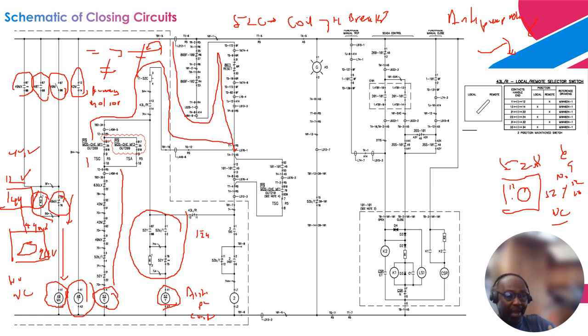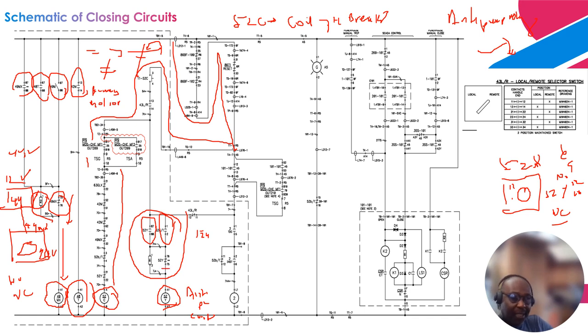Okay, so the 52A, if the breaker is closed, basically it changes state from normally open to normally closed, right? Okay, so either this or this, they are in parallel. These two conditions, either of them, should give you the permission to be able to energize this anti-pump relay.